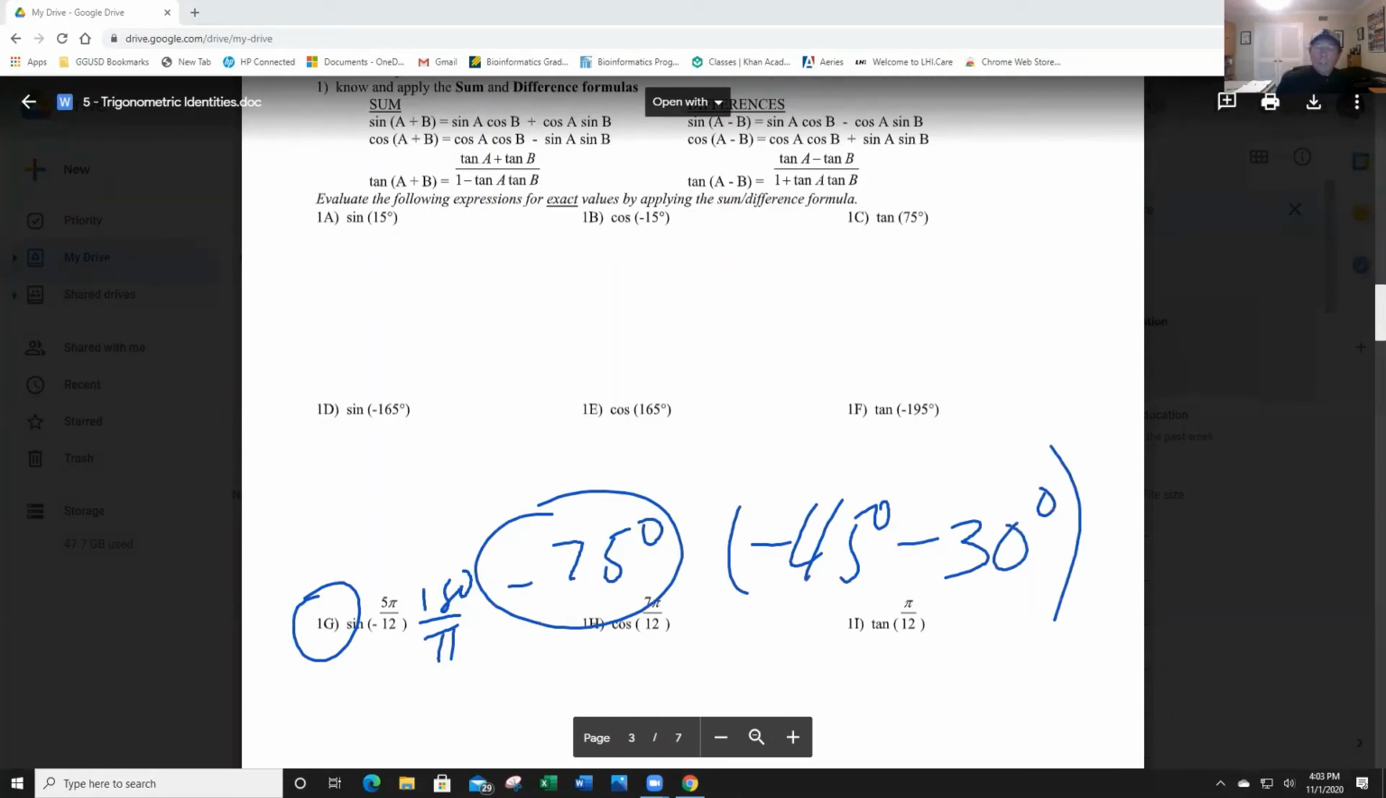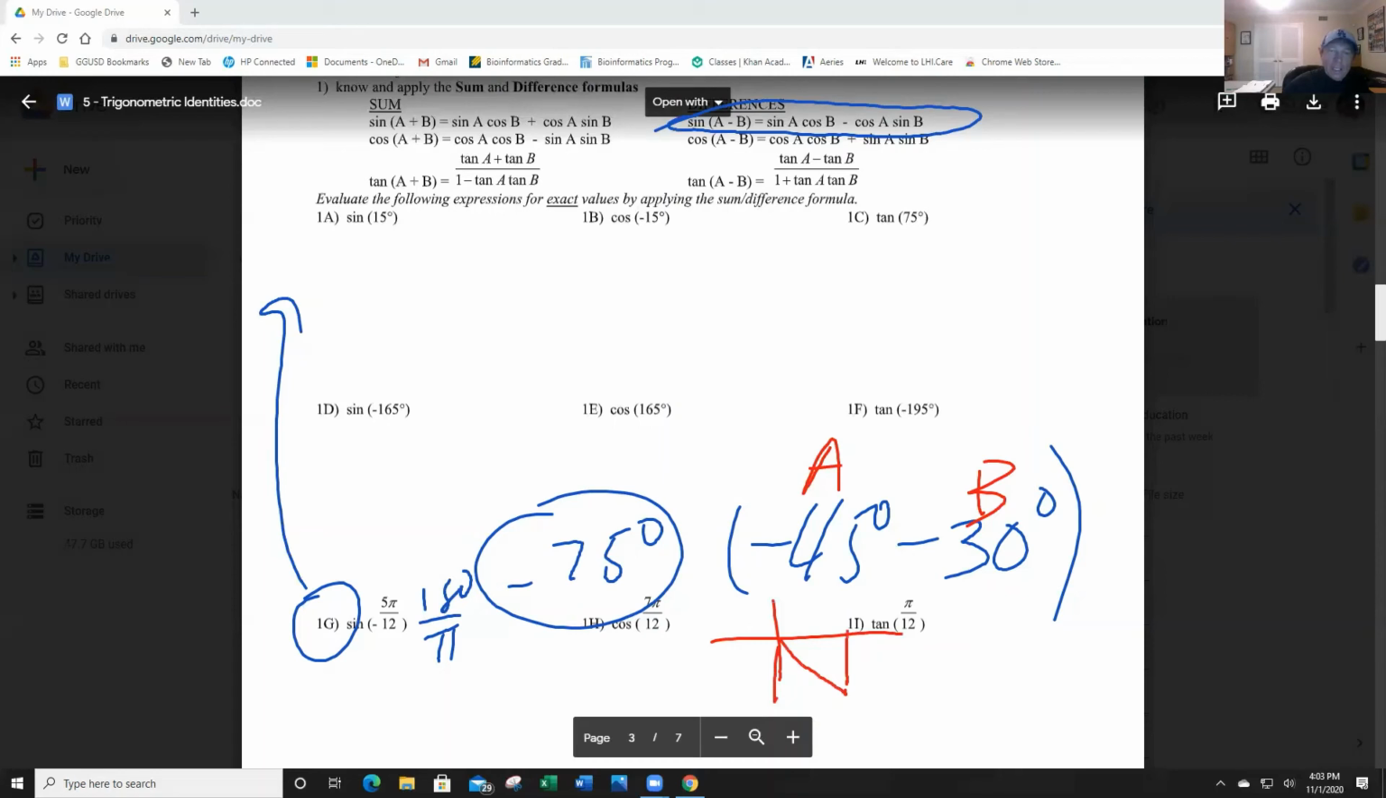Okay, so we're going to be using the difference formula for sine, which is right up here. Okay, so I'm going to put this whole thing right there. Okay, so what we've got is we got A and B, no problem. Here's A, here's B. So A, we need the sine of 45 degrees, and if you recall, -45 degrees is sine of that. That's going to be negative radical 2 over 2.